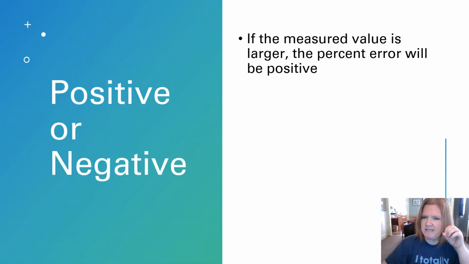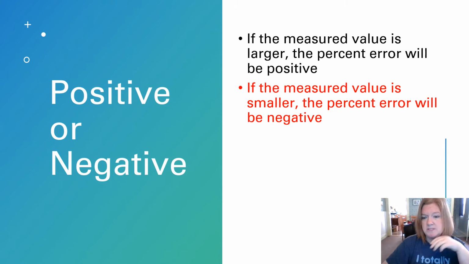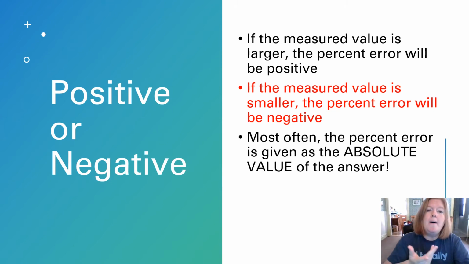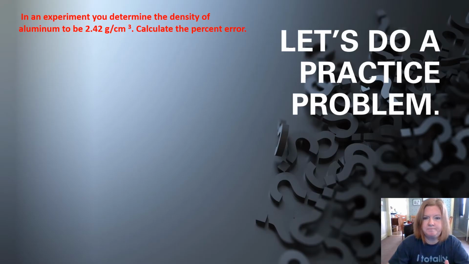So what about if it's positive or negative? If you have a measured value that's bigger than the accepted value, your percent error will be positive. If it's smaller, the percent error will be negative. Most often, the percent error is given as the absolute value. So say there's a question on the test, what's the percent error? You calculate it to be negative 9.3, but you don't see negative 9.3, but you do see 9.3%. That's going to be the right answer because most often it's represented as the absolute value.